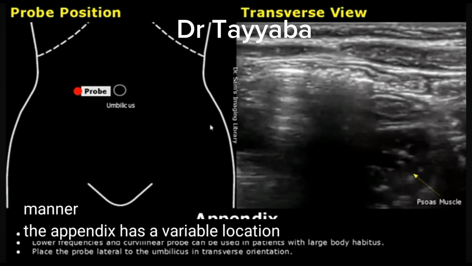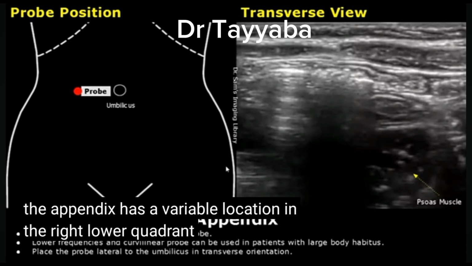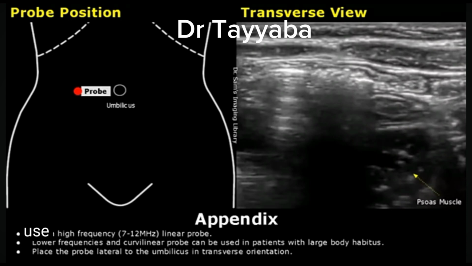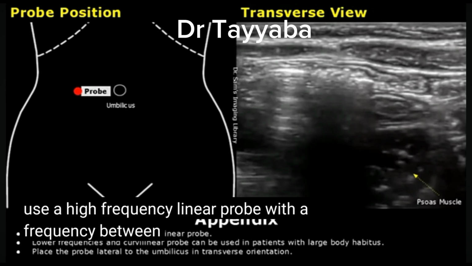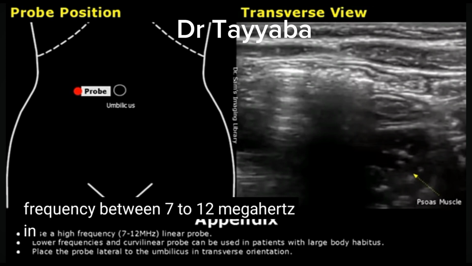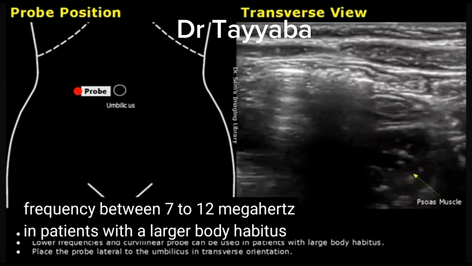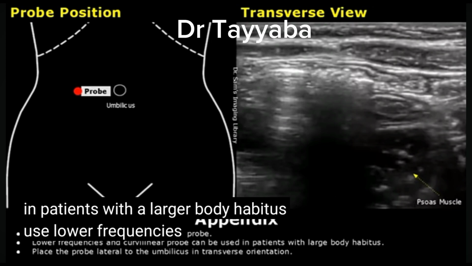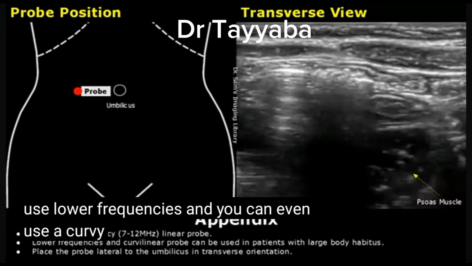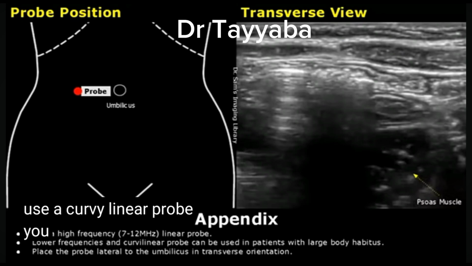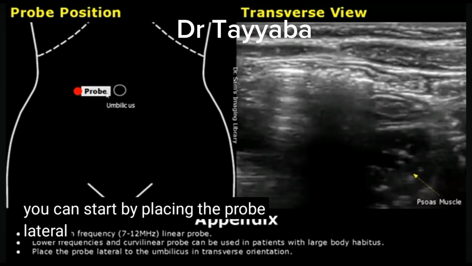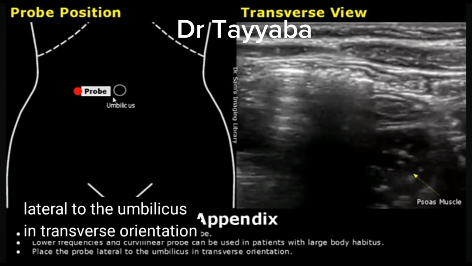The appendix has a variable location in the right lower quadrant. Use a high frequency linear probe with a frequency between 7 to 12 MHz. In patients with a larger body habitus, use lower frequencies, and you can even use a curvilinear probe. You can start by placing the probe lateral to the umbilicus in transverse orientation.